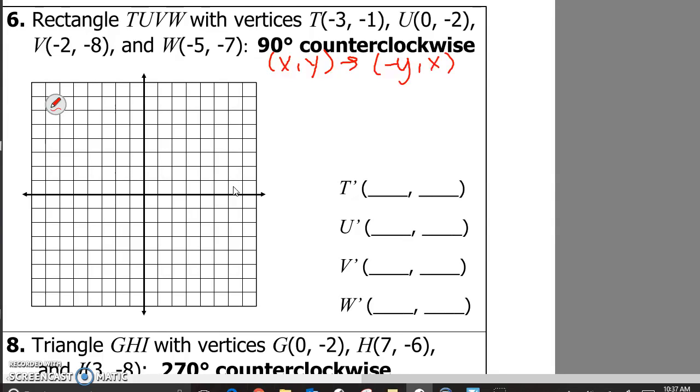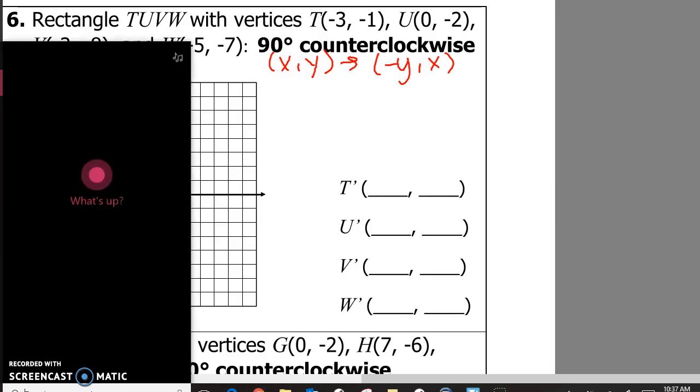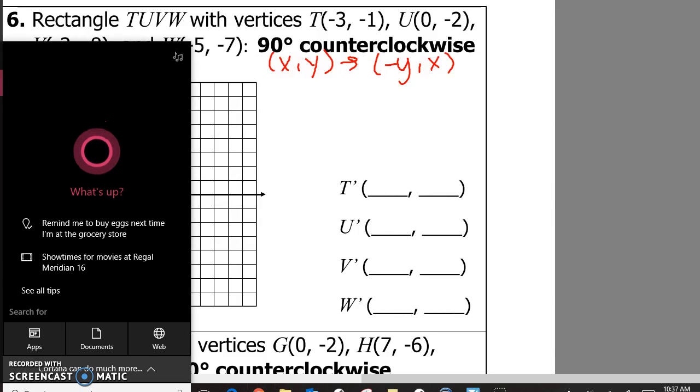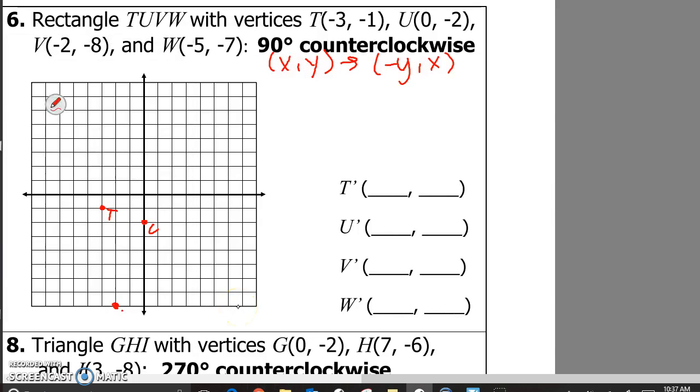Okay, so T, we've got negative 3, negative 1. U, we've got 0, negative 2. V, we've got negative 2, negative 8. Oh, that's not in the image. W, negative 5, negative 7. Sorry about that.